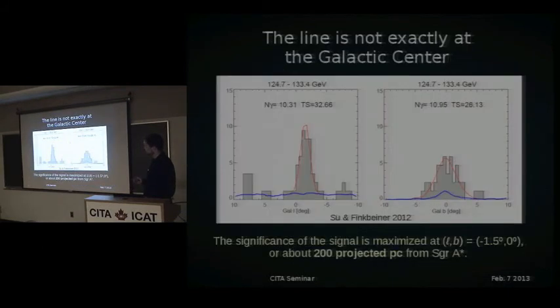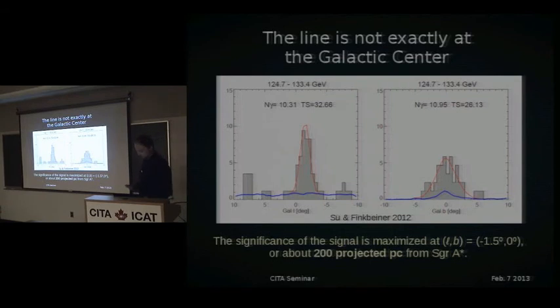The first thing you notice, though, is that when you look at the angular distribution of these photons, they're not exactly centered. In latitude, they are pretty symmetric around latitude zero. But in longitude, they're offset to one side. They seem to be offset by about a degree and a half.